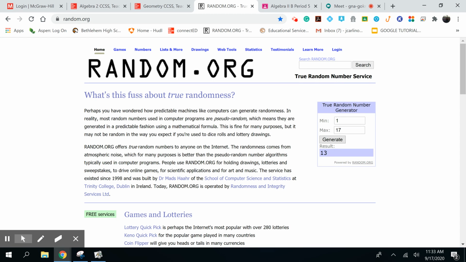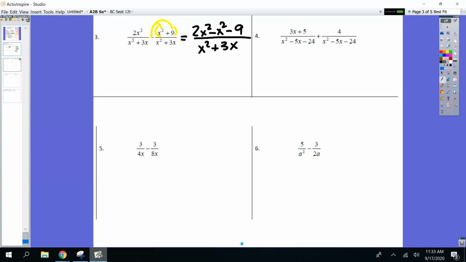13, here we go. Sophia, you ready? Oh boy, ready? I cringe when I ask this question, not because it's you. 2x squared minus x squared, because I could combine those. Those are like terms. So if you have 2x squared, take one away.